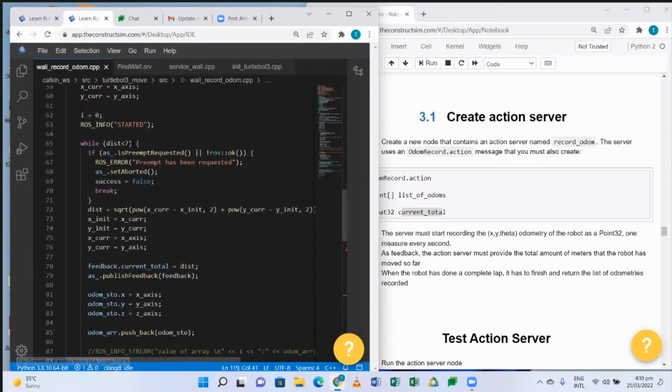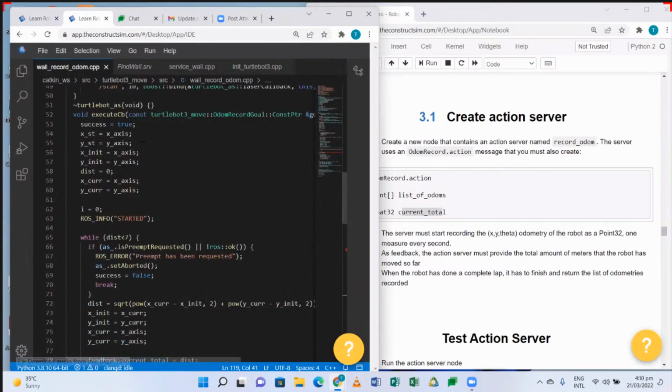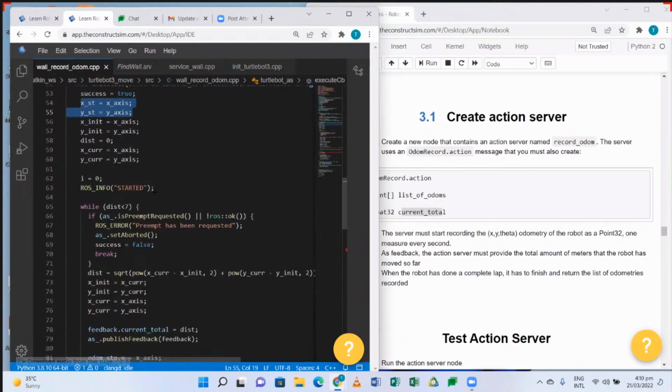Now, what I've done is that this is the callback function of the action server, and here I've stored the initial values of x-axis and y-axis. And then the initial values of x-axis and y-axis are recorded, and x current and y current, the current values, are also stored over here. Now the initial and current values would initially be the same, therefore the distance traveled would be 0.